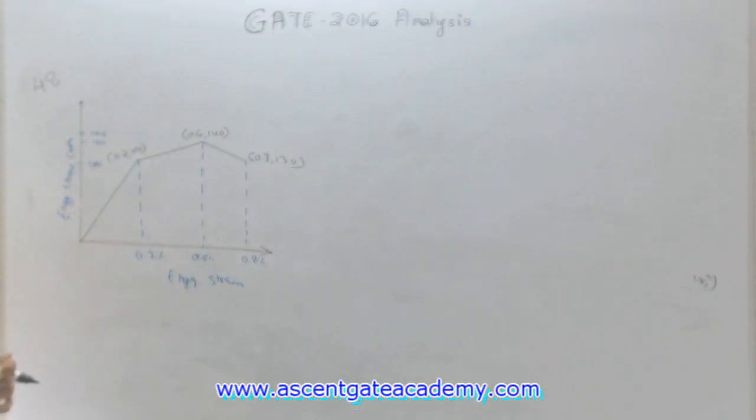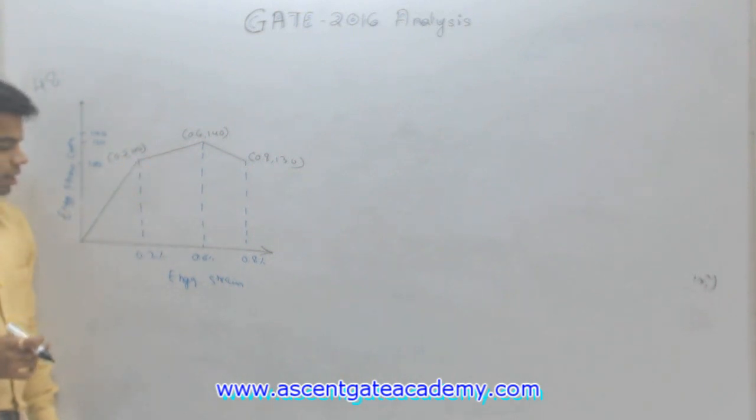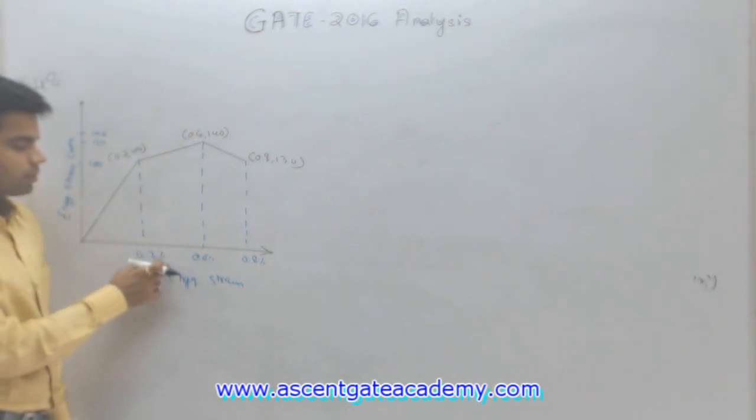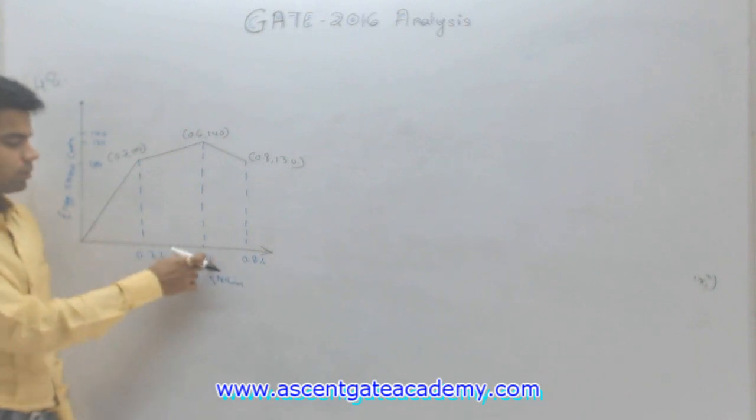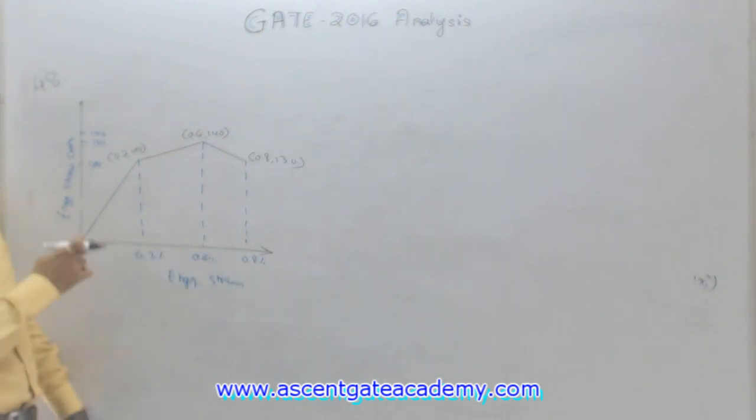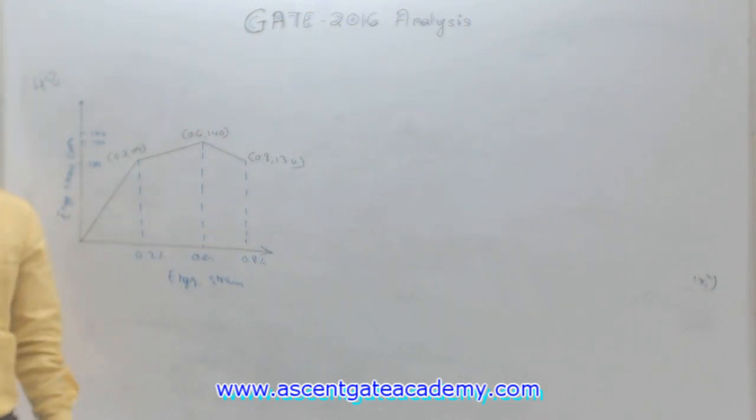Okay, now how can we determine this? This particular figure is given. This is a hypothetical stress strain diagram. Engineering strain is given in percentage. This is not the value given, this is the percentage of strain given, and engineering stress is given at every point. Okay, we have to determine toughness.